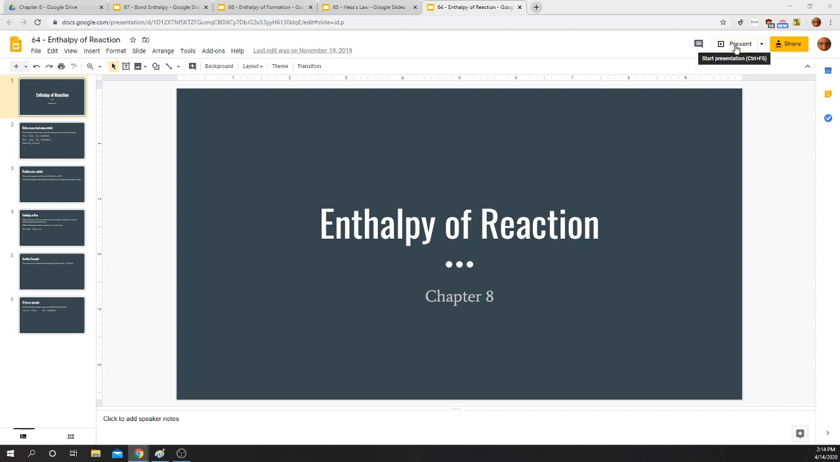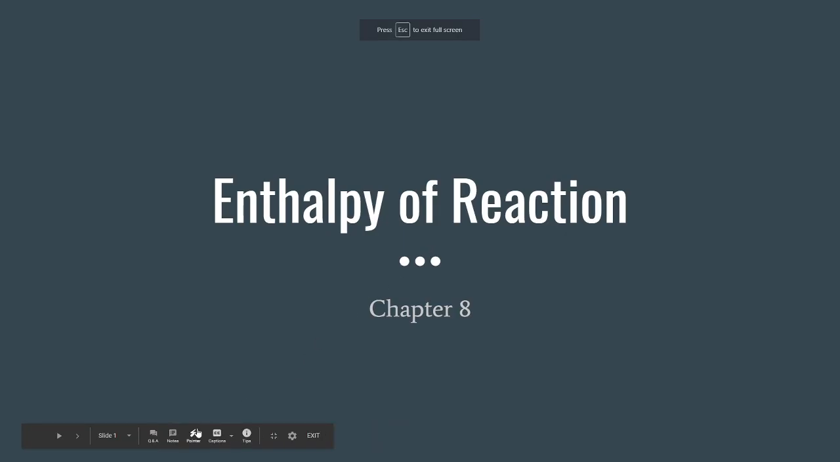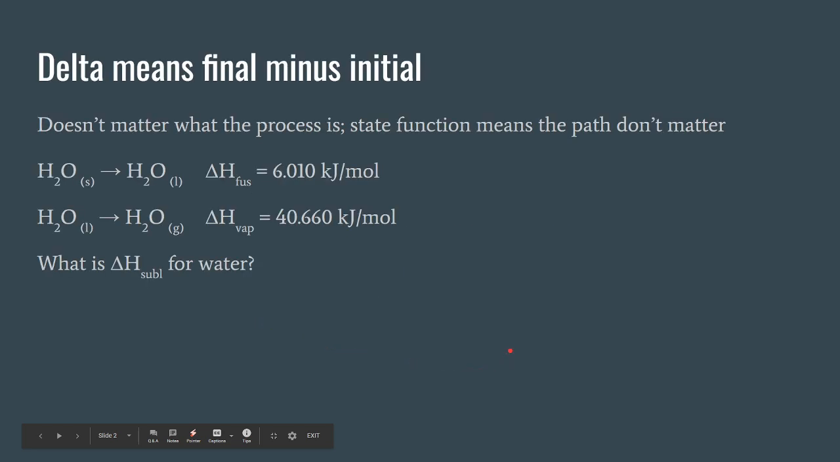Let's continue then with enthalpy of reaction. Delta always means final minus initial, regardless of what you are talking about. It doesn't matter what the process is, enthalpy is a state function, and that means that the path doesn't matter. For example, solid water melting to liquid water has an enthalpy of fusion of 6.010 kilojoules per mole.